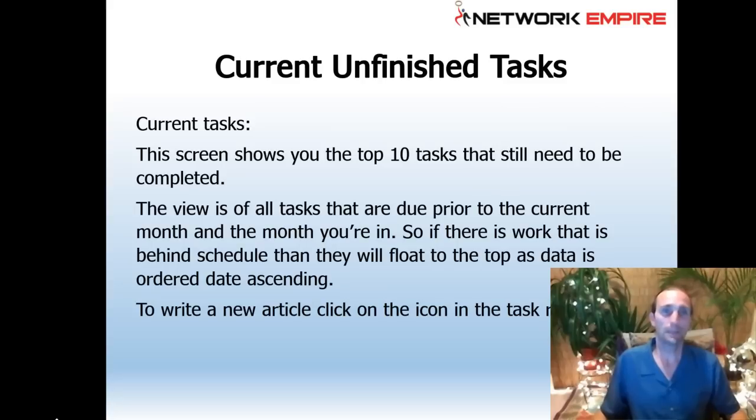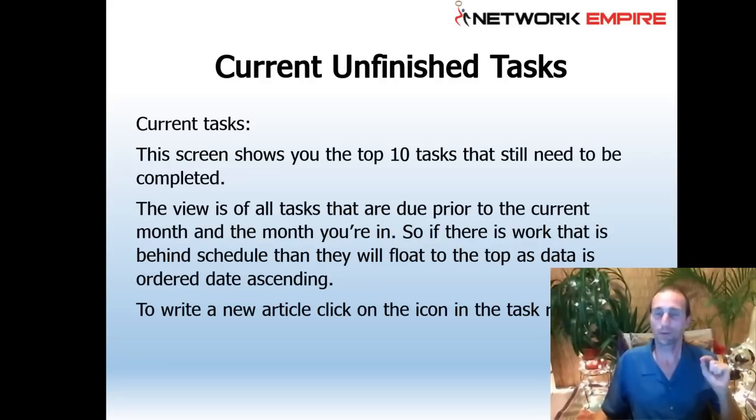The next thing that's updated is the current tasks. The screen we're going to show you in a minute here is the top 10 tasks that still need to be completed. The view is of all tasks that are due prior to the current month and the month you're in. So if there's work that is behind schedule, then it will float to the top as the data is ordered in date ascending. Whoops, a little typo there.